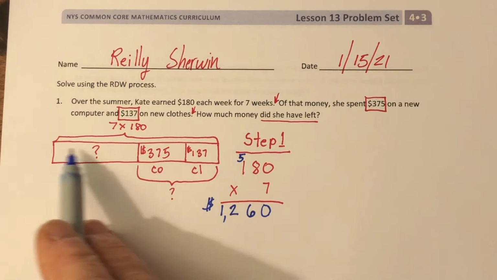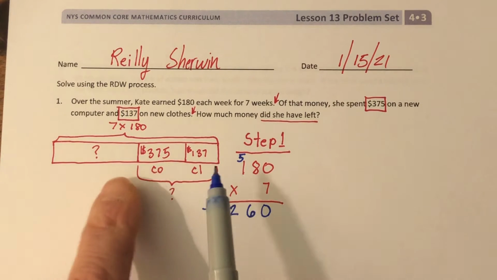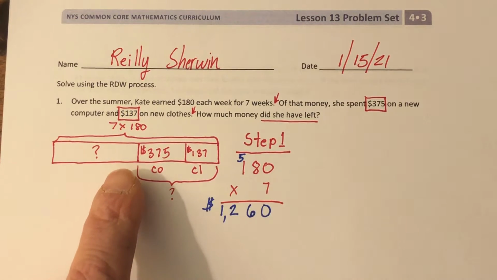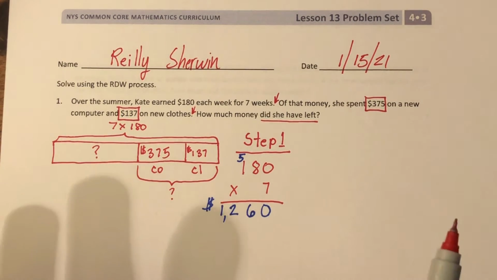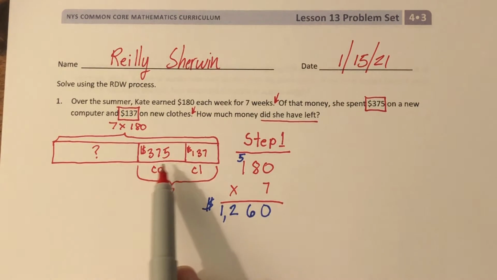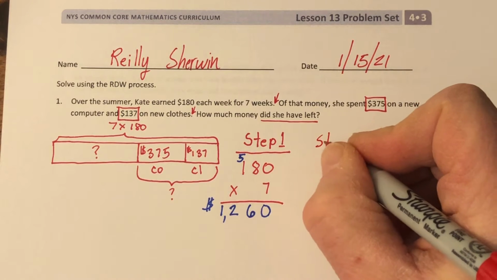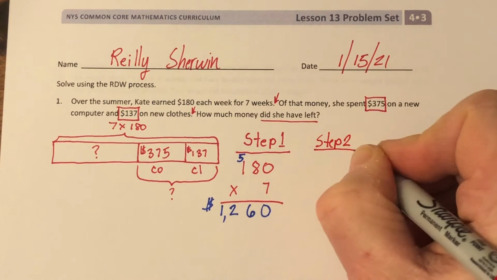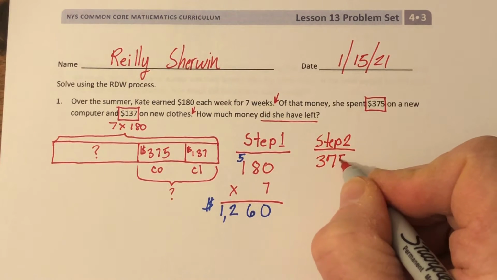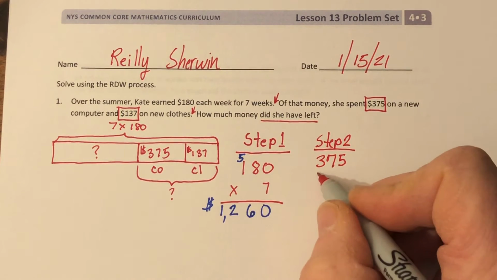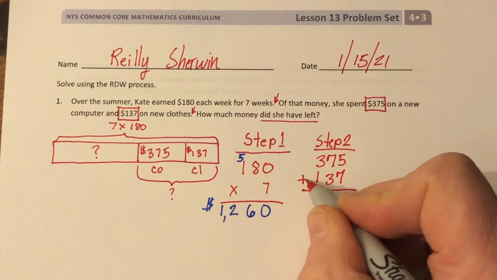So now I just found out my total amount, okay? So now what I need to do is find out the total amount she spent, okay? So that's what I'm going to do next. So I know this whole length here is that she made $1,260. So now I need to find out the total of this. So my step 2. Step 2. Good. $375 she spent on the computer, and then she spent some on clothes, $137. Good. So together, I'm going to add that.